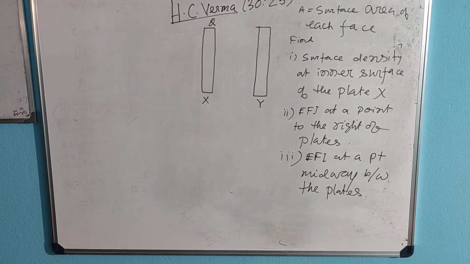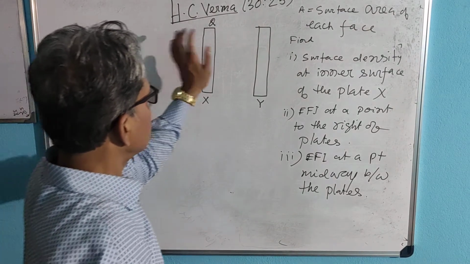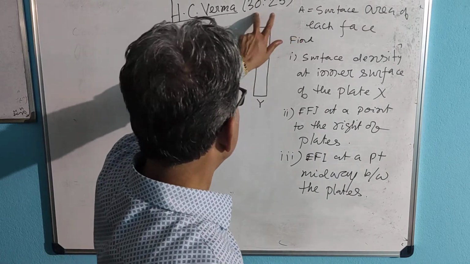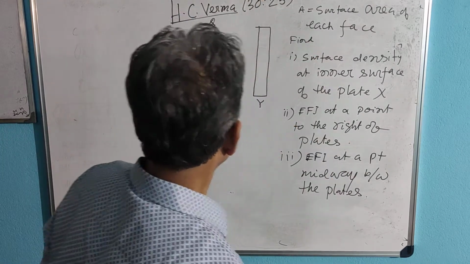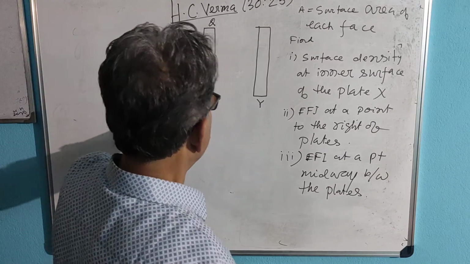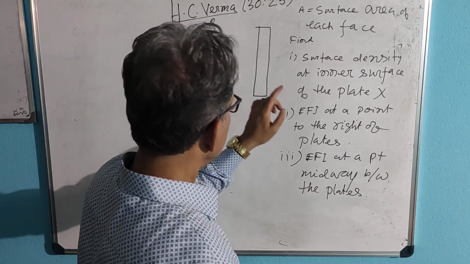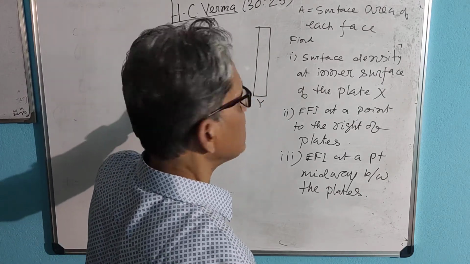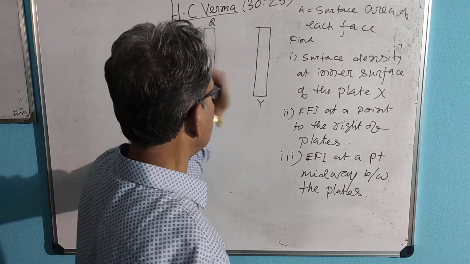Let us go to the next problem. This has also been taken from H.C. Verma, problem number 23, chapter 30, that is Gauss's law. You are given two plates. It will be mentioned that the surface area will be very large, otherwise the field will not be uniform.